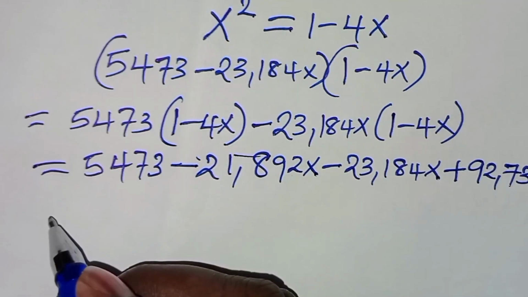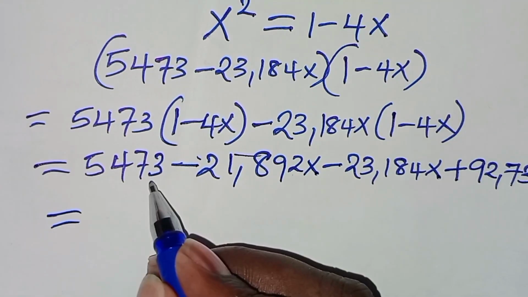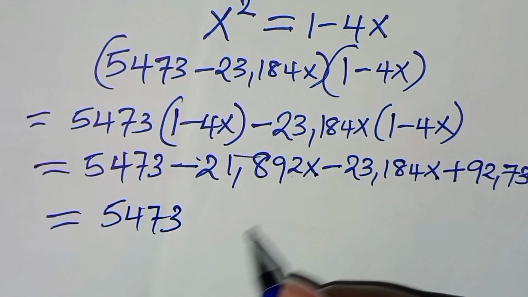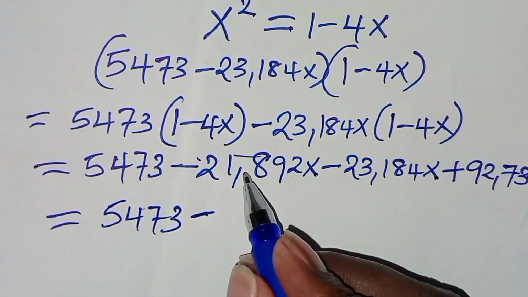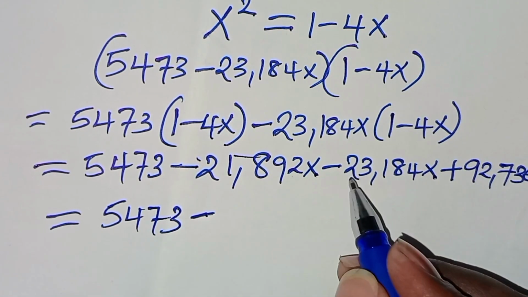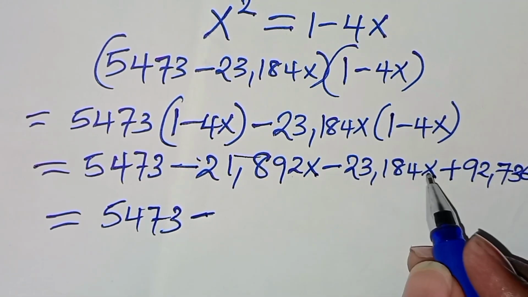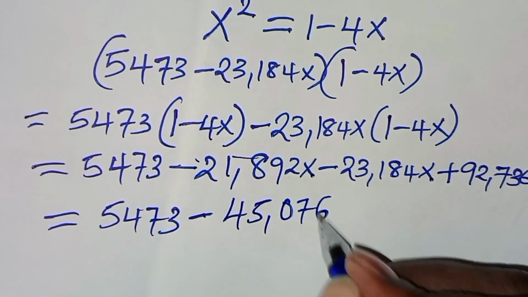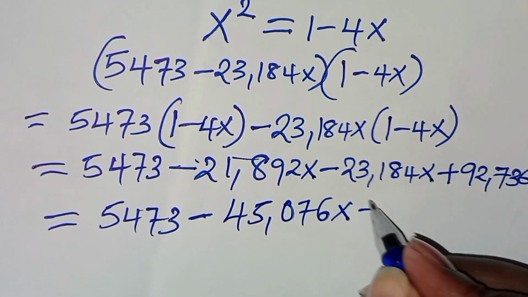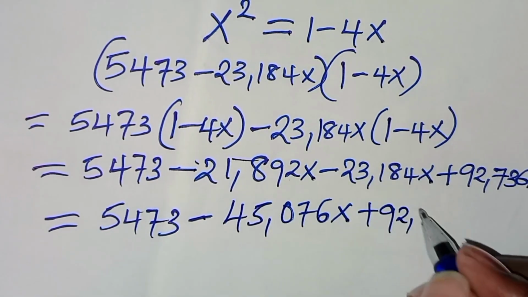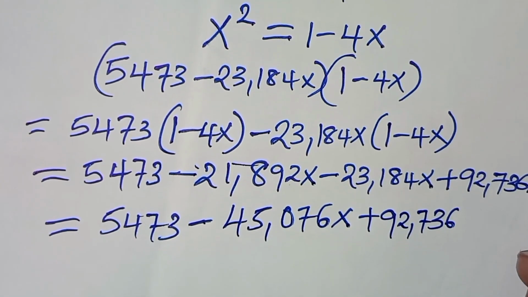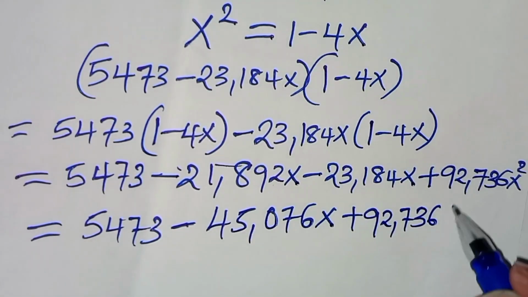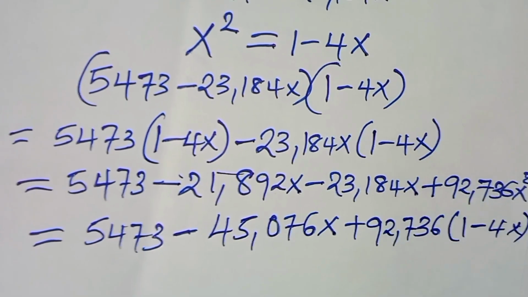Okay, so here we'll have 5473, subtract 21,892x plus 23,184x, which is equal to 45,076x, plus 92,736 multiplied by x squared. X squared is 1 minus 4x. So here you will have 1 minus 4x.